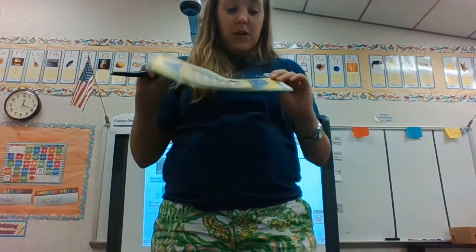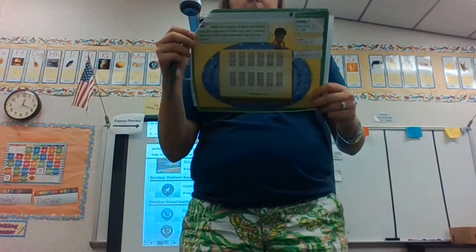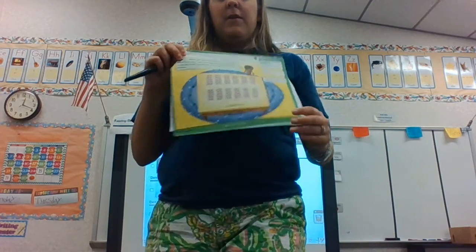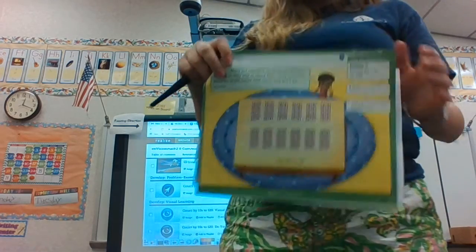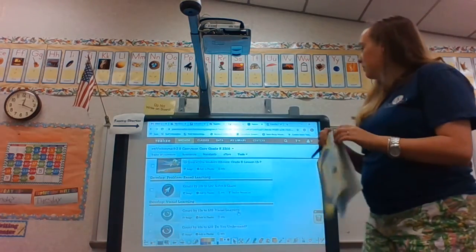Today we are going to do I Can Count by Tens to 120. Before spring break, we were practicing counting by tens to 100. Now we're going to be counting to 120. So let's see how we do.